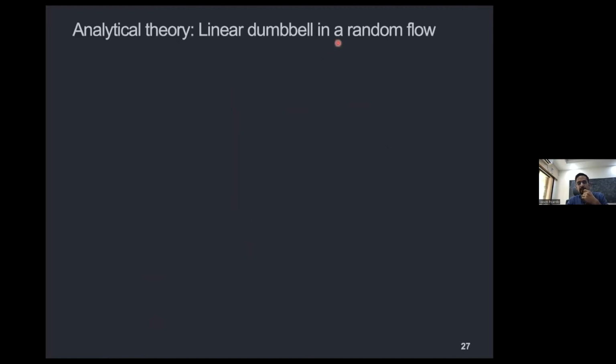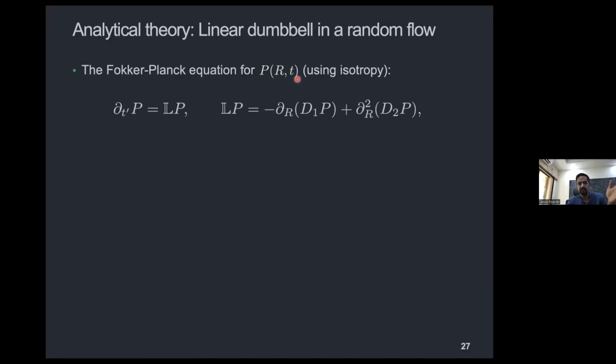Okay, so the benefit of taking a linear dumbbell, so I neglect the FENE-P for the moment, I take a linear dumbbell in this delta-correlated random flow. The benefit is I can write down a Fokker-Planck equation for the probability distribution of the extensions as a function of time. And this is what the equation looks like. This linear operator is an advective-diffusive operator, and it has the Weissenberg number sitting in there. This R_eq is the equilibrium extension of the polymer due to the thermal noise.